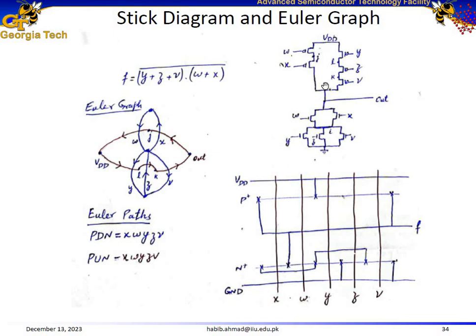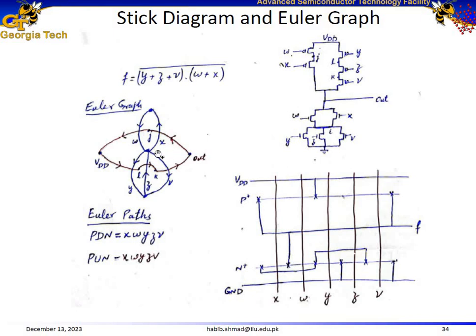And then some people like to form the Euler path of the pull down network vertical and the Euler path of the pull up network horizontal. I don't really like this style. I don't like the previous style, but anyhow, here is another representation of what you will see for Euler paths for stick diagrams. So let us look at this as well.